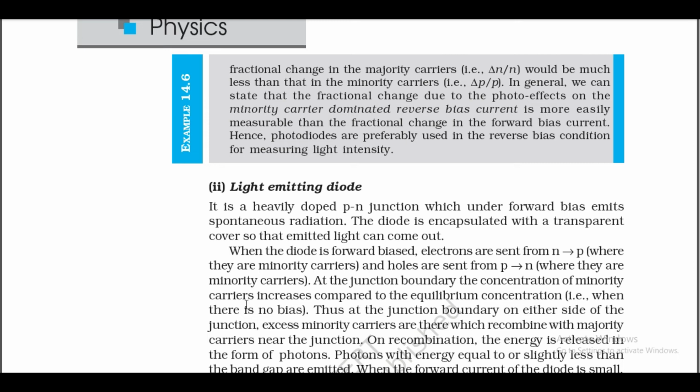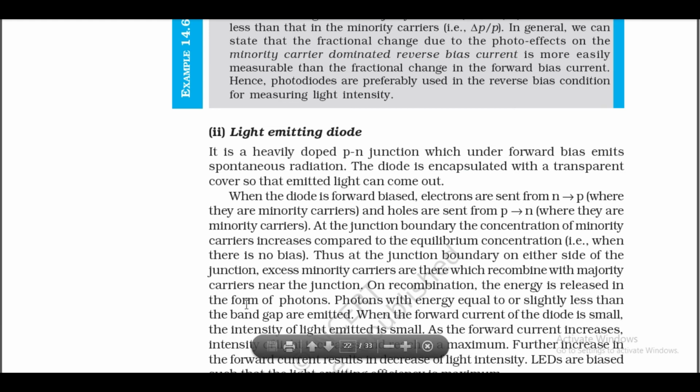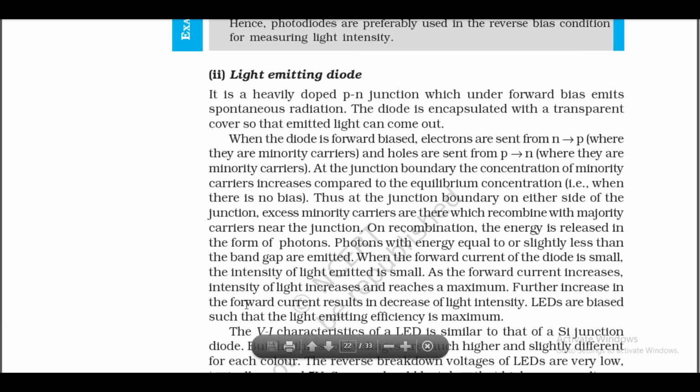At the junction boundary, the concentration of minority carriers increases compared to the equilibrium concentration, that is, when there is no bias. Thus, at the junction boundary on either side of the junction, excess minority carriers are there which recombine with majority carriers near the junction. On the recombination, the energy is released in the form of photons. Photons with energy equal to or slightly less than the band gap are emitted.